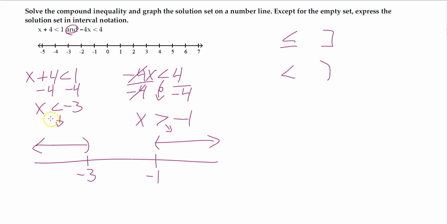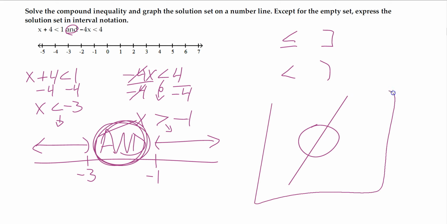Okay, so this inequality has an infinite number of solutions. This inequality also has an infinite number of solutions. But now for the key word and. In order to be a solution of an and compound inequality, we have to be a solution of both the first inequality and the second inequality. Well, there are no numbers that are less than negative 3 and greater than negative 1. So there's actually no solution to both of these inequalities simultaneously. Therefore, our final answer is the empty set, or no solution.